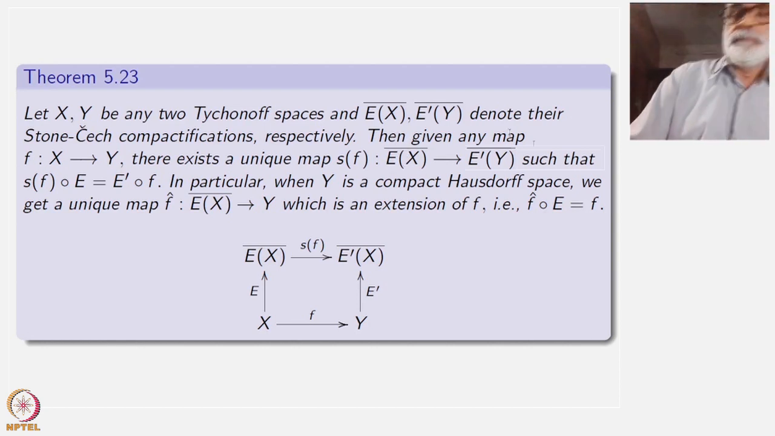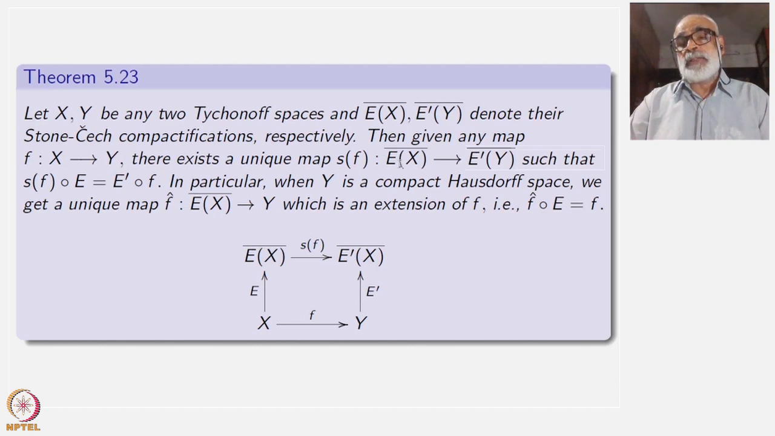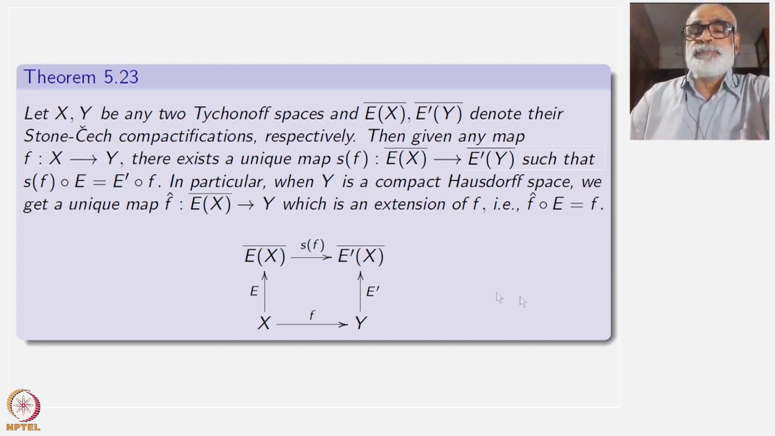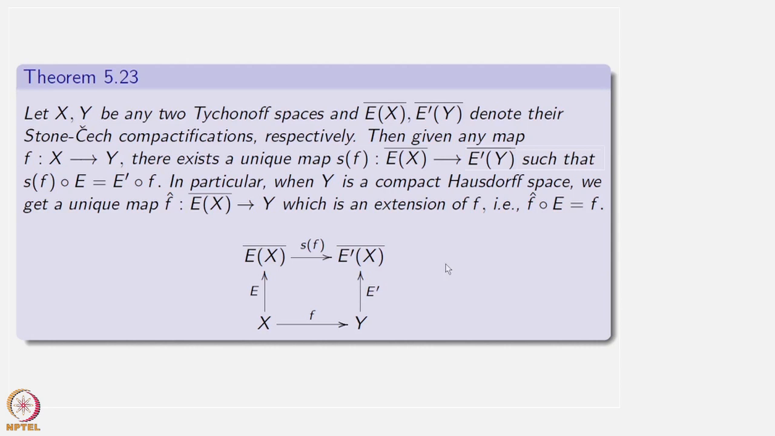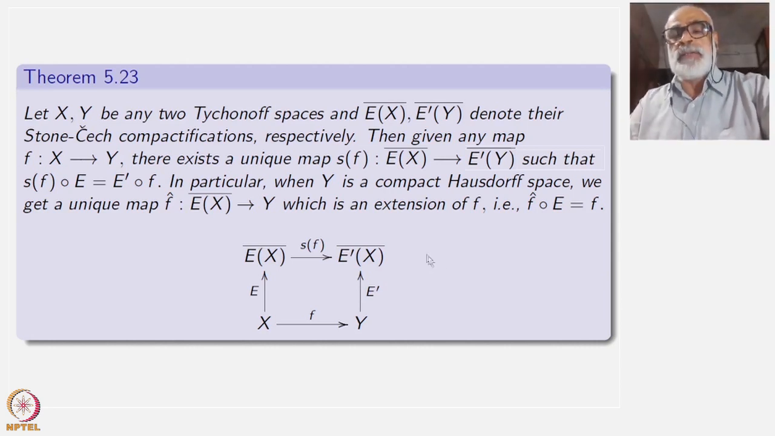So, the map SF is actually from Ex bar to Y itself. This Ey bar is just Y itself. Then when you say it is Y itself, you are identifying this E prime Y with Y via E prime here. So, you are thinking of this as an identity map. That is why you have simple notation here. If you write SF equal to F hat here, treat it as a function into Y, then what you have got is F hat composite E, which is nothing but SF composite E, is just F, because E prime is treated as an identity map. So, the second part just follows because a compact Hausdorff space has its Stone-Cech compactification the same as itself. That's all.